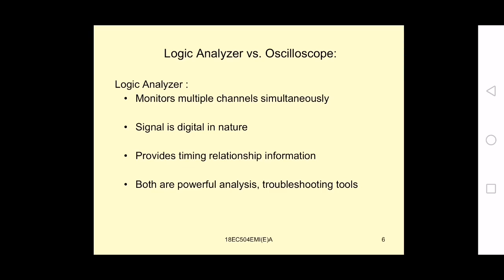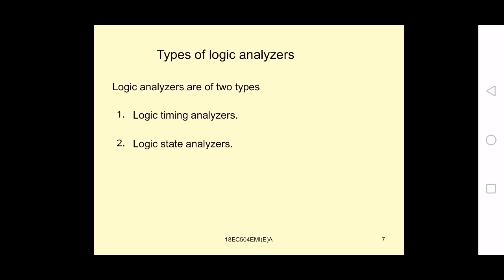So here the signal is in digital nature, and it will provide the timing relationship information. Similar to the CRO, it also provides timing relation information, but not continuous, it is discrete. Both the logic analyzer as well as the oscilloscope are powerful analysis and troubleshooting tools.